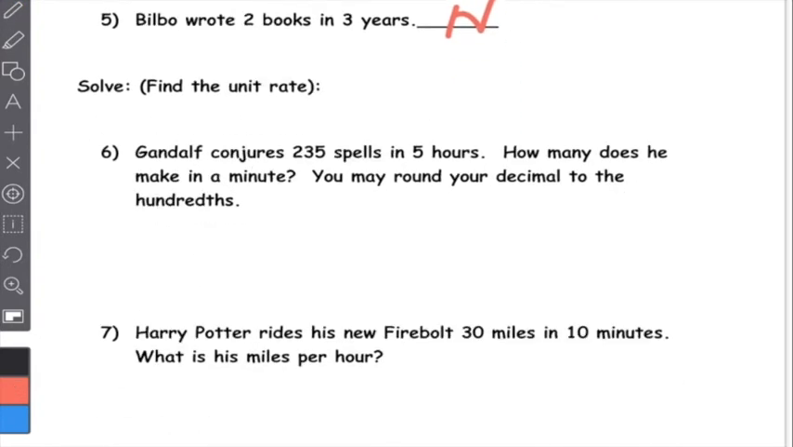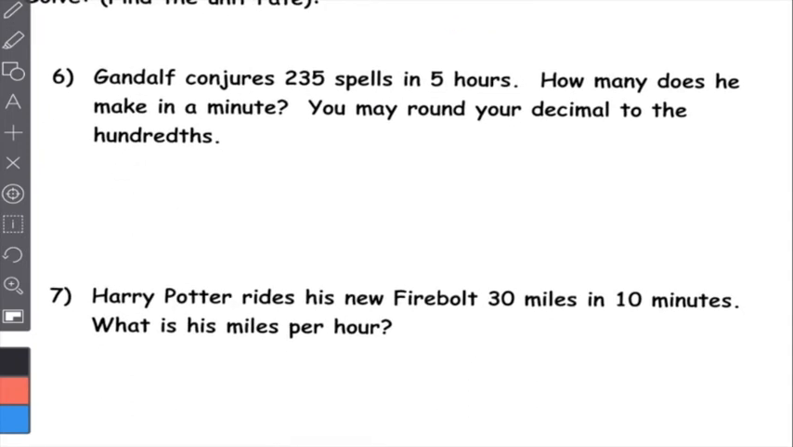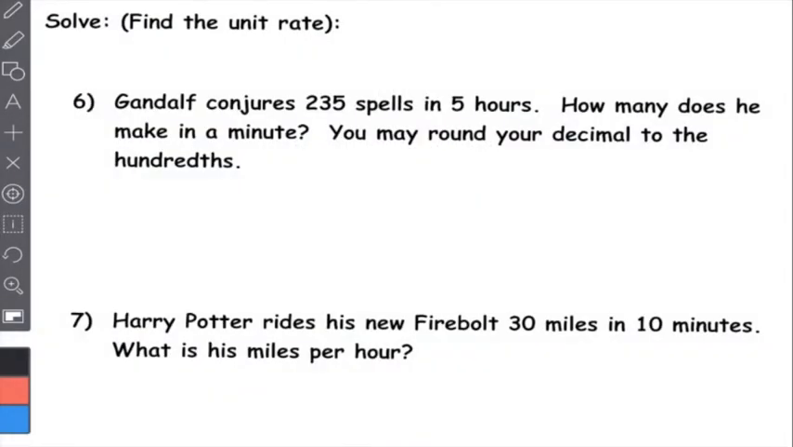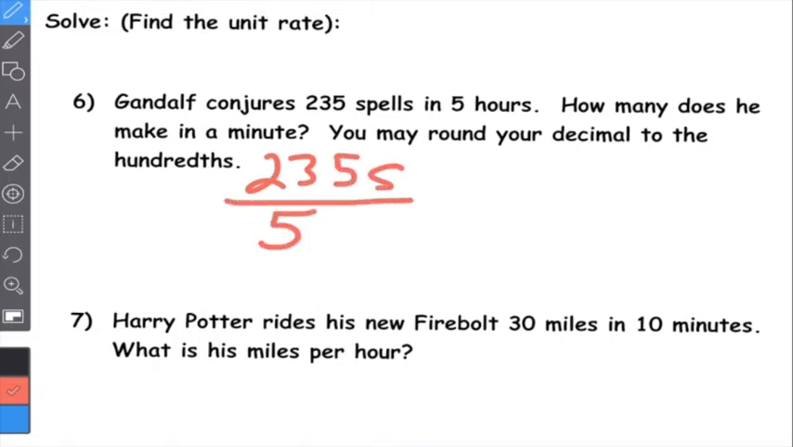Okay, so the next one says Gandalf conjures 235 spells in 5 hours, and it says how many does he make in a minute. So we have to find the unit rate. So it says 235, I'll put S for spells, over 5 hours, or per 5 hours. So how many does he make in a minute? So that equals, I don't know how many he makes per 1 minute.